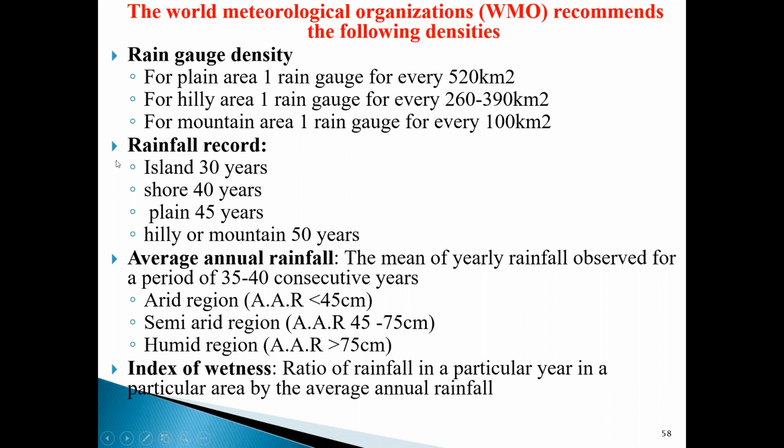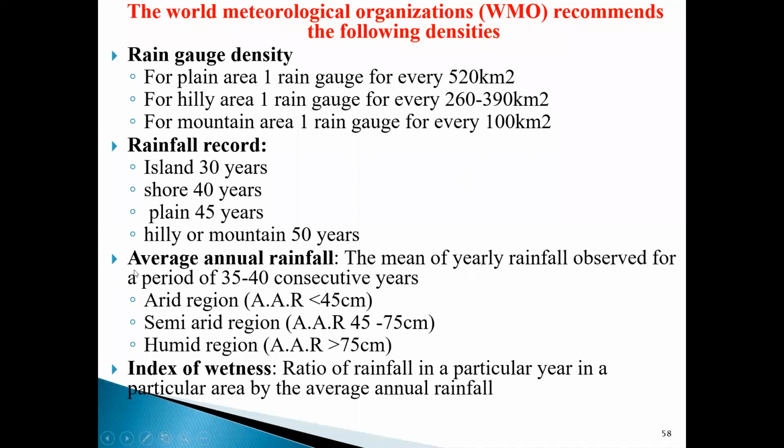Now, we know the departments which maintain the rainfall record. The rainfall records are generally considered for a period of nearly 30 to 50 years. If it is an island, you require a rainfall record of nearly 30 years. If it is shore, you require the rainfall record for 40 years. If it is a plain area, it is about 45 years. And if it is a hilly or mountain area, you will require about 50 years of rainfall data. So for rainfall analysis in a particular area, whether island, shore, plain, hilly or mountain, you need these number of years of record for a frequency analysis of rainfall in that particular area.